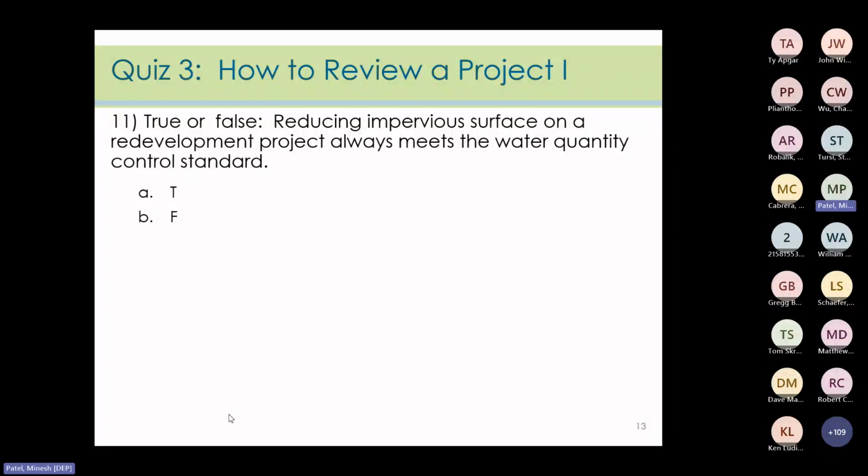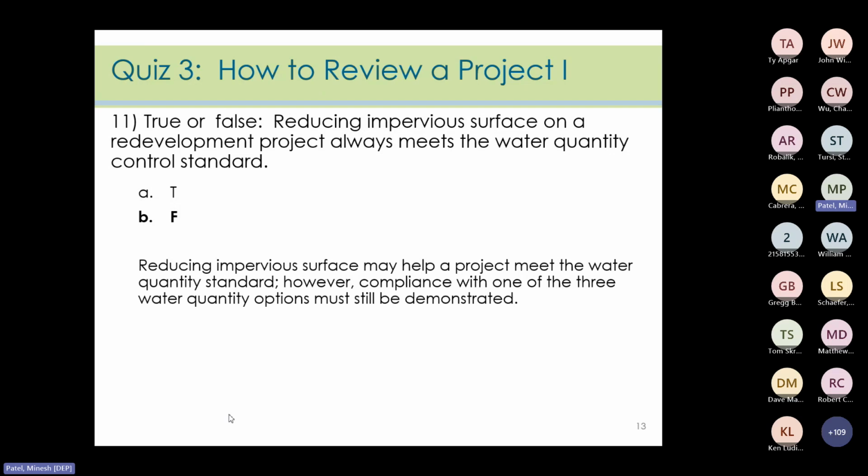Question 11, true or false? Reducing impervious surface on a redevelopment project always meets the water quantity control standard. And the answer is false. Reducing impervious surface can help meet the quantity standard, but you still need to be compliant with one of the 3 water quantity options. So you'd still have to demonstrate you meet this standard.